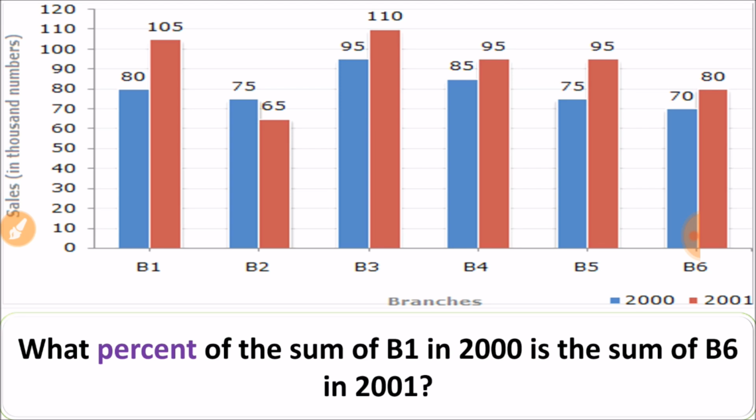What is the percentage of the sum of B1 in 2000 to the sum of B6 in 2001? So it is a question associated with B1 2000 and B6 2001. Tell me, what is the value of B1 in 2000? That means B1 blue color. So B1 blue color is 80. Correct? So what is the sum of B6 2001? B6 2001 means B6 red color. So B6 red color is also 80. So one number we get is 80, second number is 80. So what is the question? What is the percentage of the sum of B1 to that of the next one? So 80 divided by 80 into 100. So 80 cancels and your answer is 100%. Okay. So that is the percentage of the sum of B1 2000 and the sum of B6 2001.